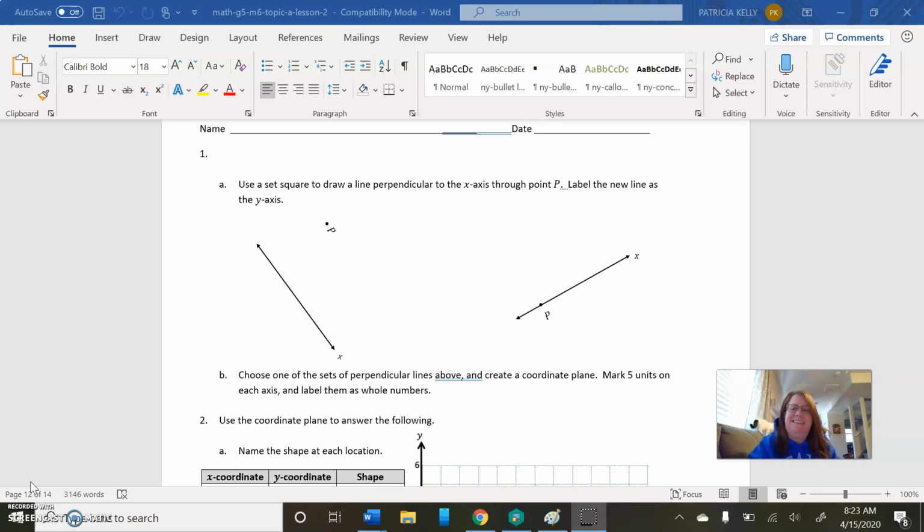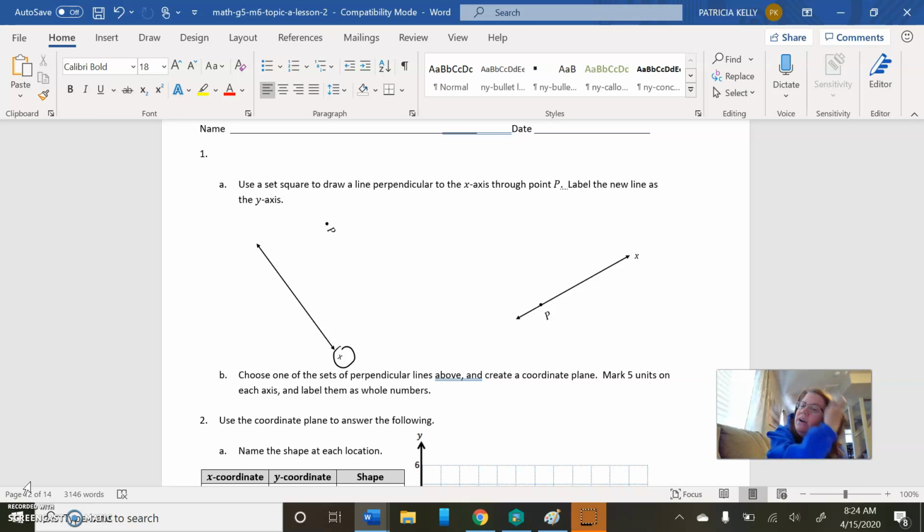All right, so if we look at the very beginning of the page, don't be confused by the wording. Let's take a look and see what it says. It says, use a set square to draw a line perpendicular to the x-axis through point P, and then label the new line as the y-axis. Okay, so we already have an x-axis, so it is right here, and we want to make a perpendicular to that.